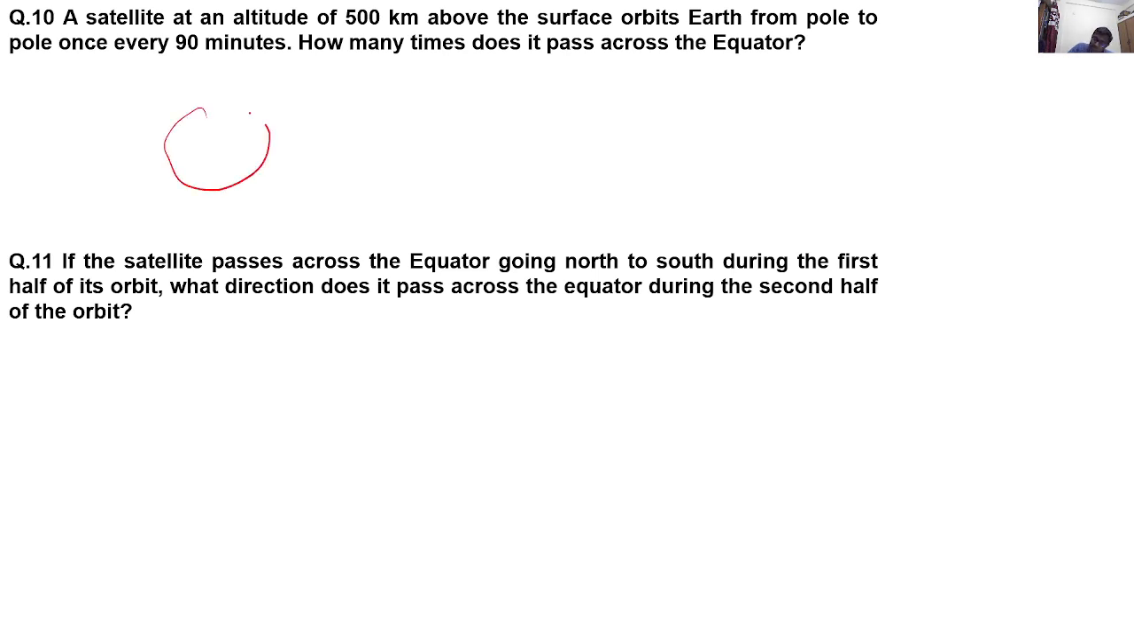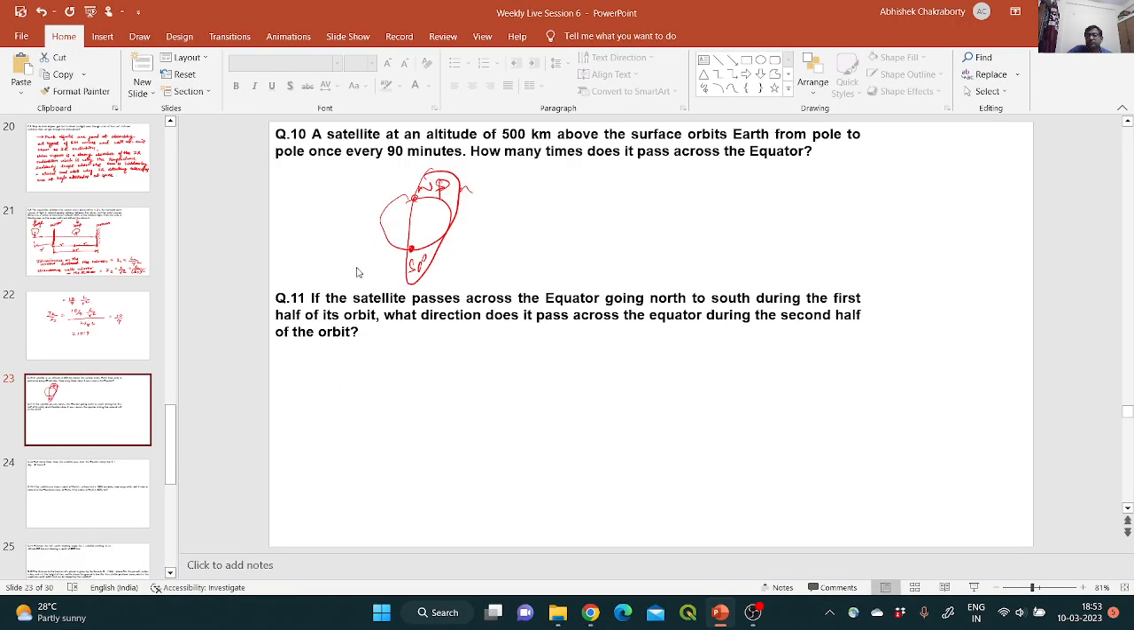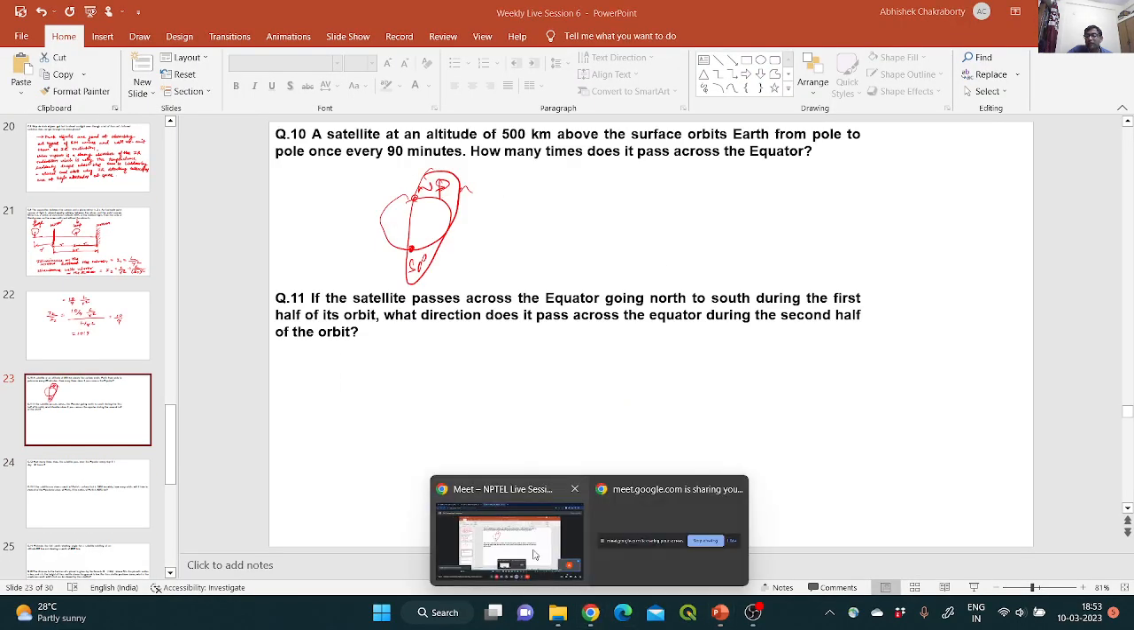So this is Earth. Let us suppose this is North Pole NP. This is South Pole, and this is how the satellite is moving. So how many times will it cross the equator per one orbit? Any idea? Would you like to answer?